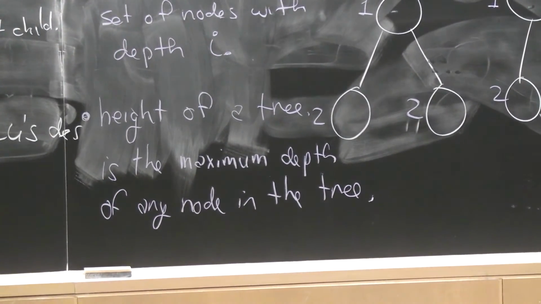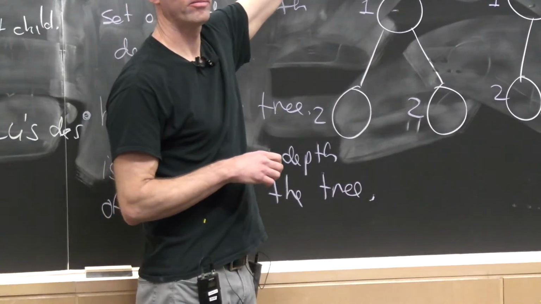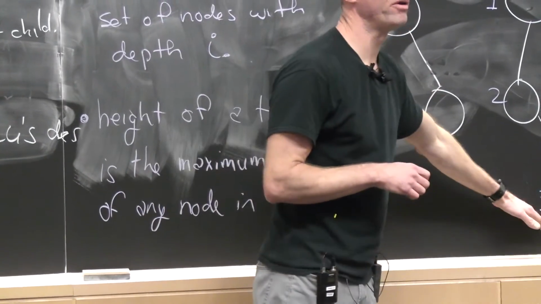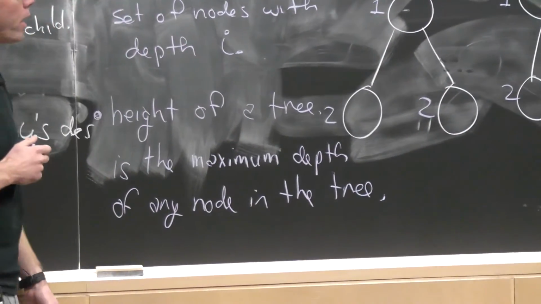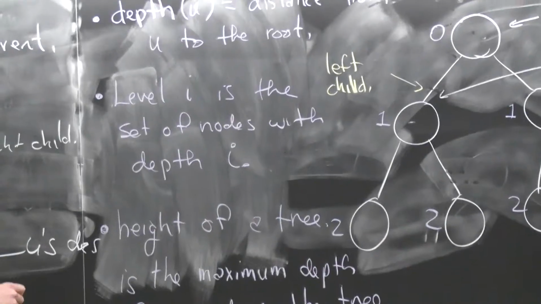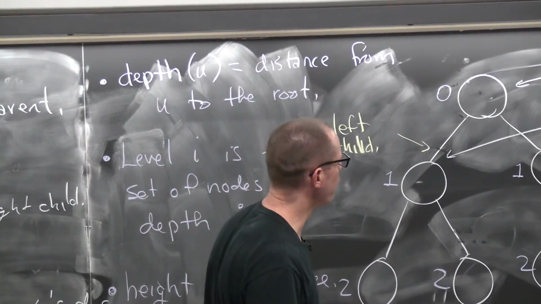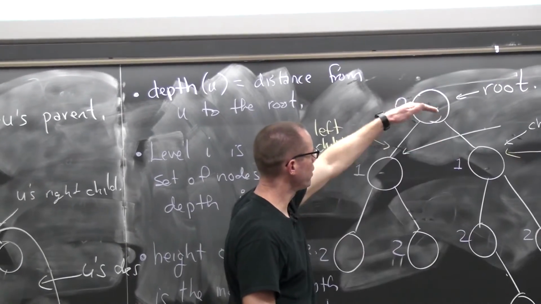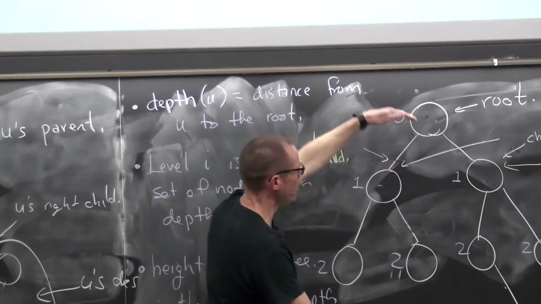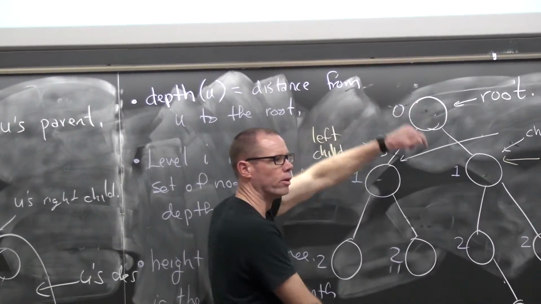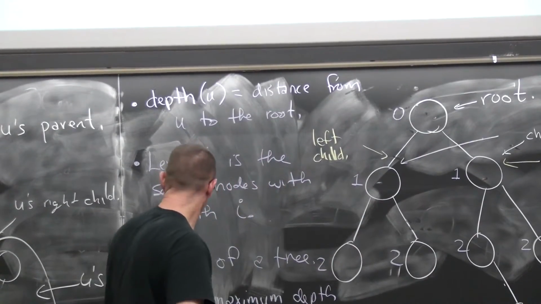Okay. So what's the height of this tree? 3. There's a node of depth 3, and there's no nodes of depth 4 or greater. So the height of this tree is 3. Height is a good term for it. And if you think of each step here as being 1 unit, that tells you how many units there are in total. Okay.